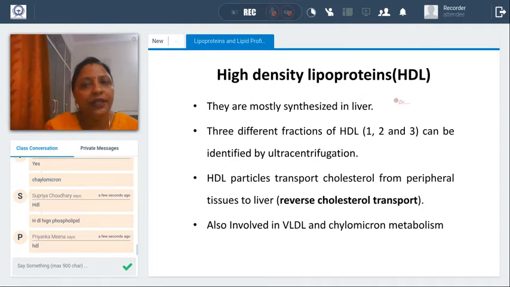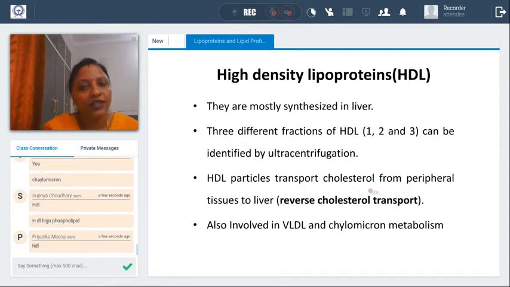And high density lipoprotein, HDL, is mostly synthesized in the liver. Three different fractions, HDL 1, 2, 3, can be identified by ultracentrifugation. HDL particles transport cholesterol from peripheral tissue to the liver. This is called reverse cholesterol transport. It means HDL particles transport cholesterol from peripheral tissue to the liver.